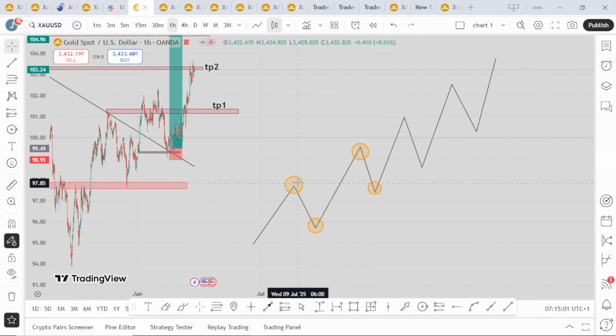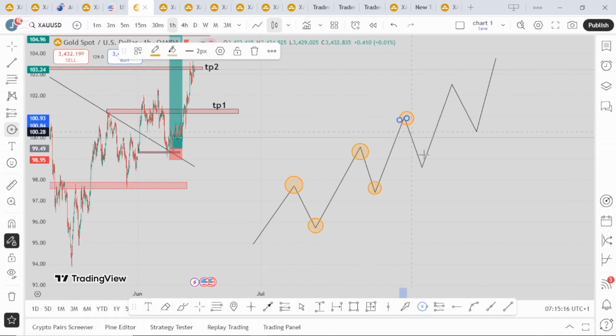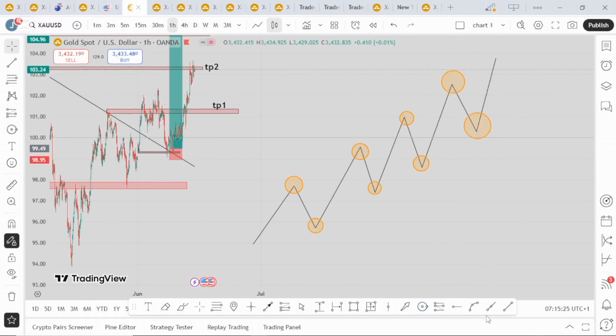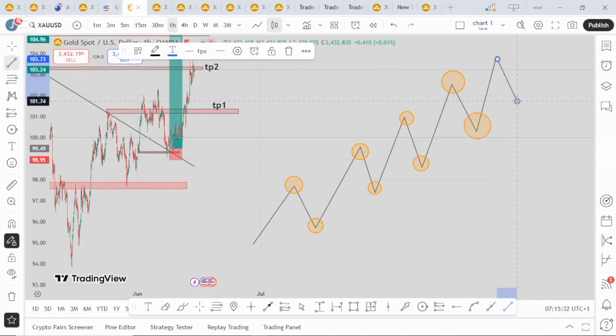This high now is greater than the previous higher high, and this low now is greater than the previous higher low. So what do we expect to see next? Another higher high, and then another higher low. You see it? This is an ideal bullish market structure.